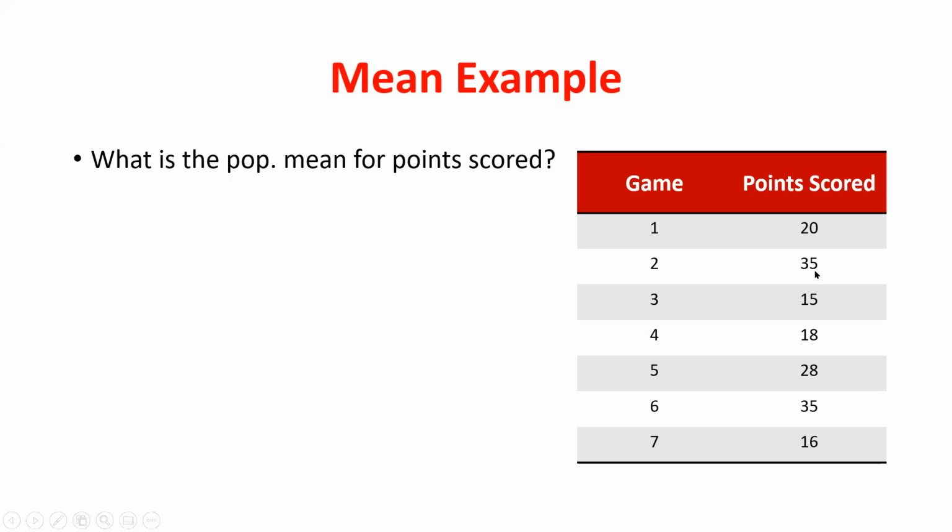So 20 plus 35 plus 15, all the way down for the very last observation, and then divide by the total number of observations I have, which is I've got 7 games. Easy to see in this small data set, right? So I add up all those values for the variable that I'm interested in finding the mean of, points scored, and then divide by the total number of observations that I have. Okay. Any questions? You probably calculate averages and means in other classes before, I would imagine.